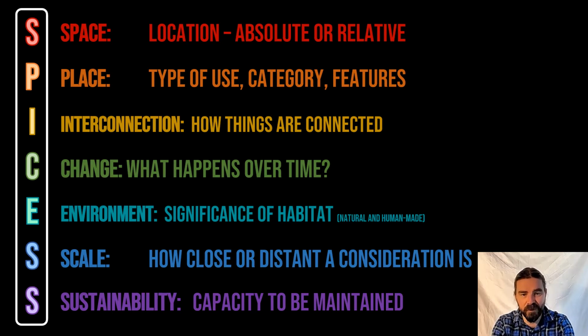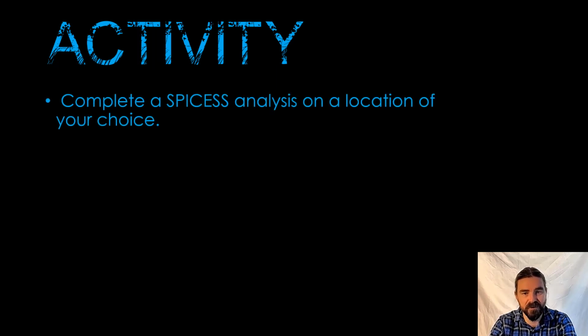Soon enough you'll be able to rattle them off by heart, just as I was able to then. Got a little activity for you. It's very simple. It's very similar to what we just did. So you're going to complete a SPICES analysis on a location of your choice. You can't do the school because we've already done that example, but you could look at your house, you could look at the park down the road, you could look at Great Ocean Road, Tasmania, whatever you want. So you've got to write one or two long sentences about space, place, interconnection, change, environment, scale, sustainability.